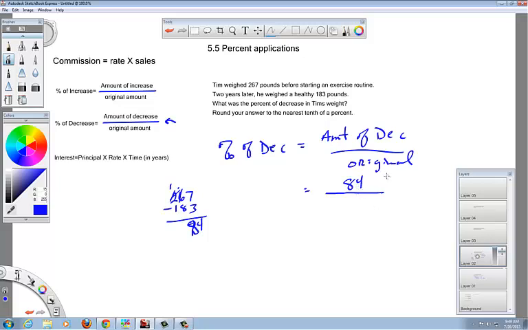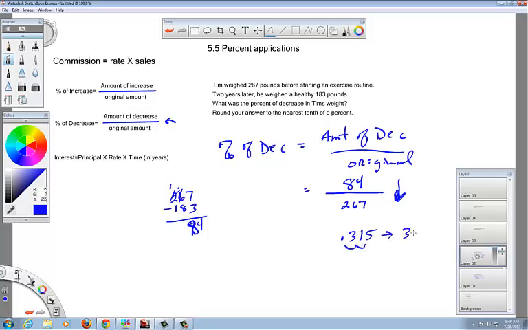Now the original, when you see these problems, whether it's an amount of increase problem or decrease problem, it's always the starting amount. So think of original amount as where he started. Whatever it is, whether it's a price of a new car or a weight loss thing, whatever it is, then after you have the amount that it went down, in this case, 84 pounds, over the original, you divide this from top to bottom on your calculator, 84 divided by this, and you'll get a decimal of something like 0.315, and then you have to convert it back to a percent.